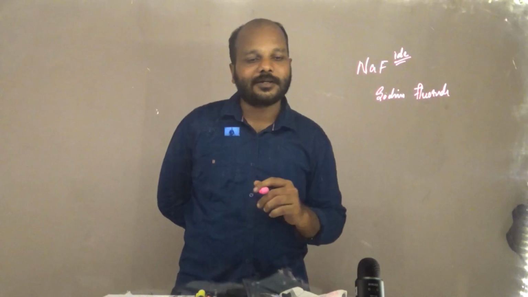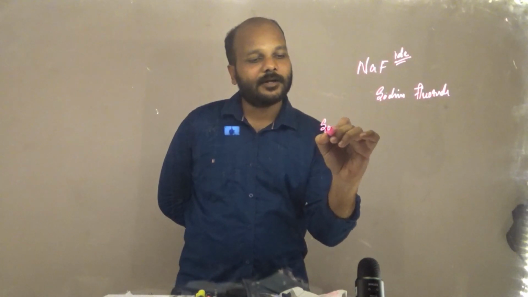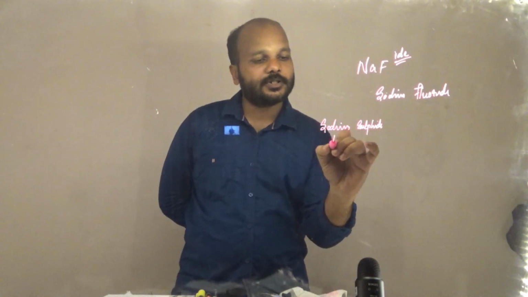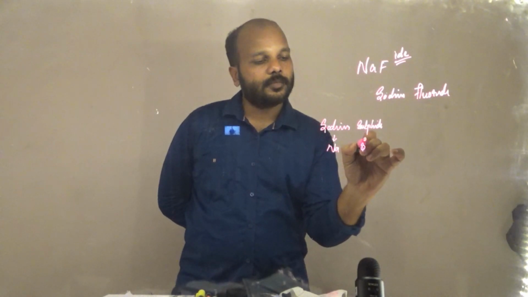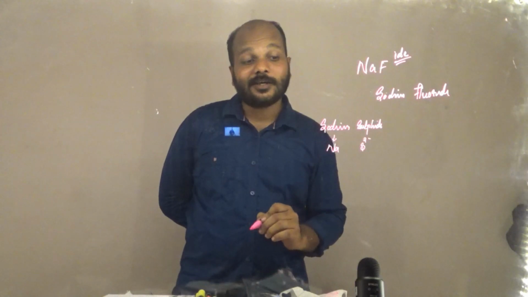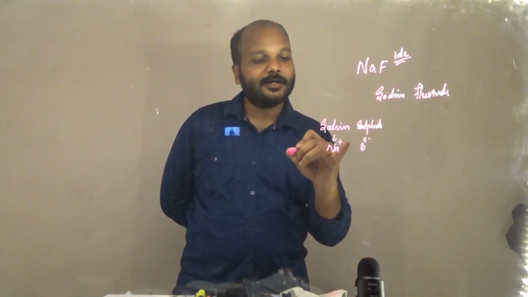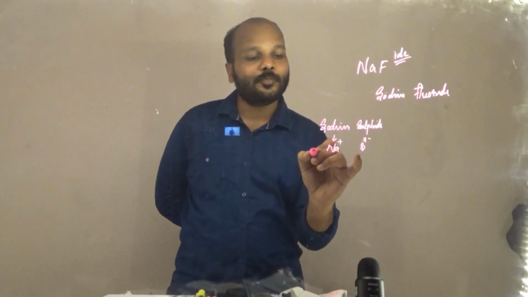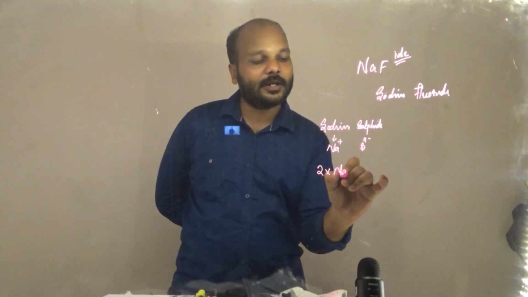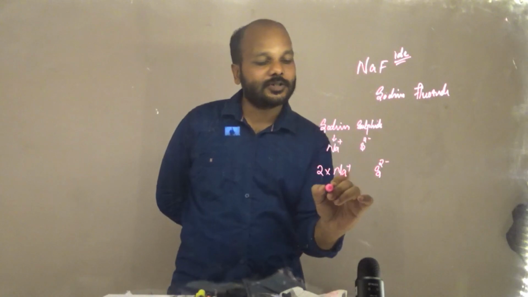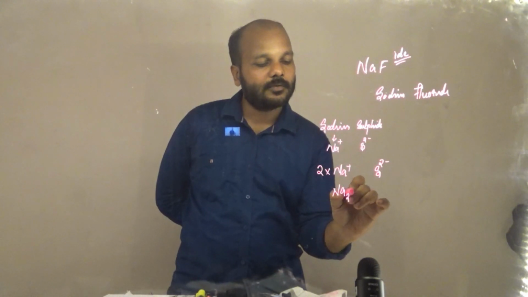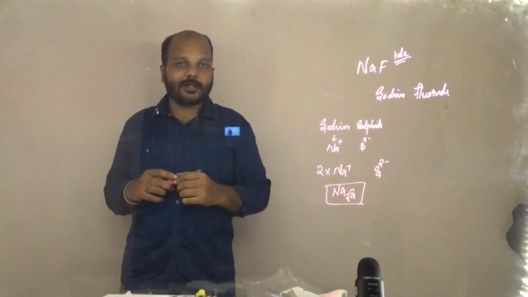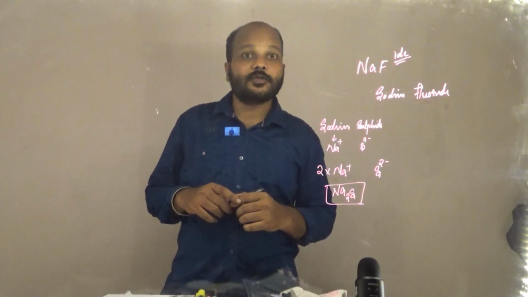And vice versa, suppose I ask you to give the formula of a compound when I tell you just the name, let it be sodium sulfide. Sodium is Na plus and sulfide is S 2 minus. Na has one positive charge, so in order to balance the two negative charges, it should have two positive charges. So you multiply 2 into Na plus, and with S 2 minus this is going to be Na2S.